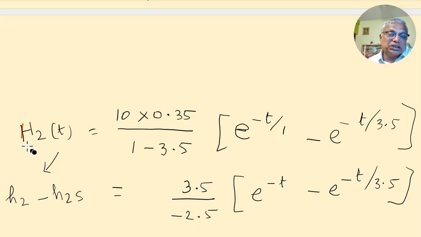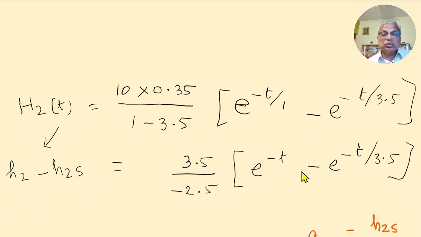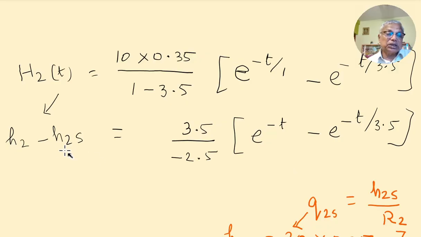So on this deviation variable, this is capital H2(t), the H2 deviation variable. This deviation variable H2(t) equals this. The deviation variable H2(t) is what? Small h2, the actual height, minus the steady state height, H2S. Now what will be H2S?